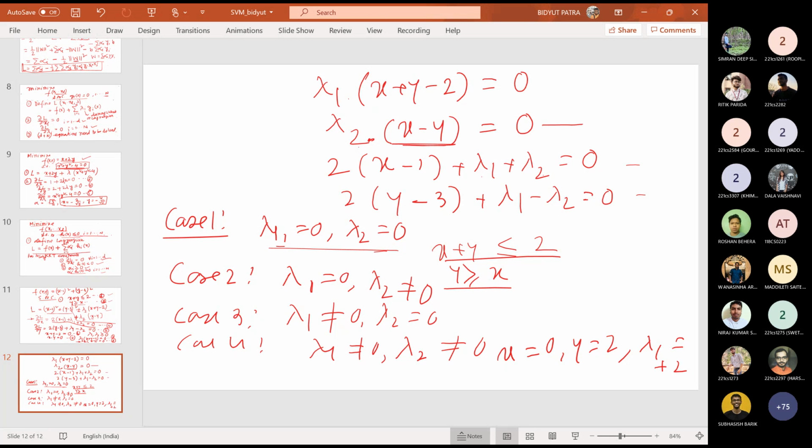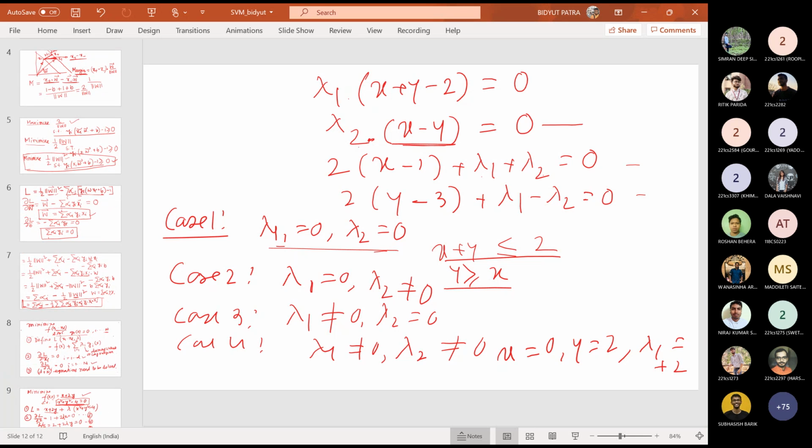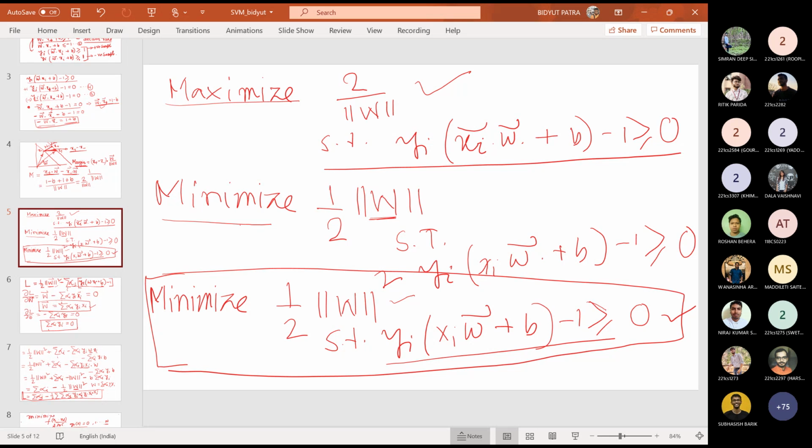Now we'll come down to our original problem. So what was the original problem? The original problem was here. We have to minimize this part subject to the constraint yi into (w·xi + b) minus 1 greater than or equal to 0. Just to conclude the example: there it was less than or equal to 0, but here it is greater than or equal to 0.